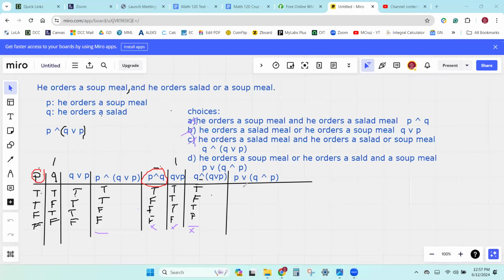So true, true. This is a false one, and then this one's a false one. So this is the one that's the match. Okay, so it's that one. So those two are equivalent. So it would be the D one.